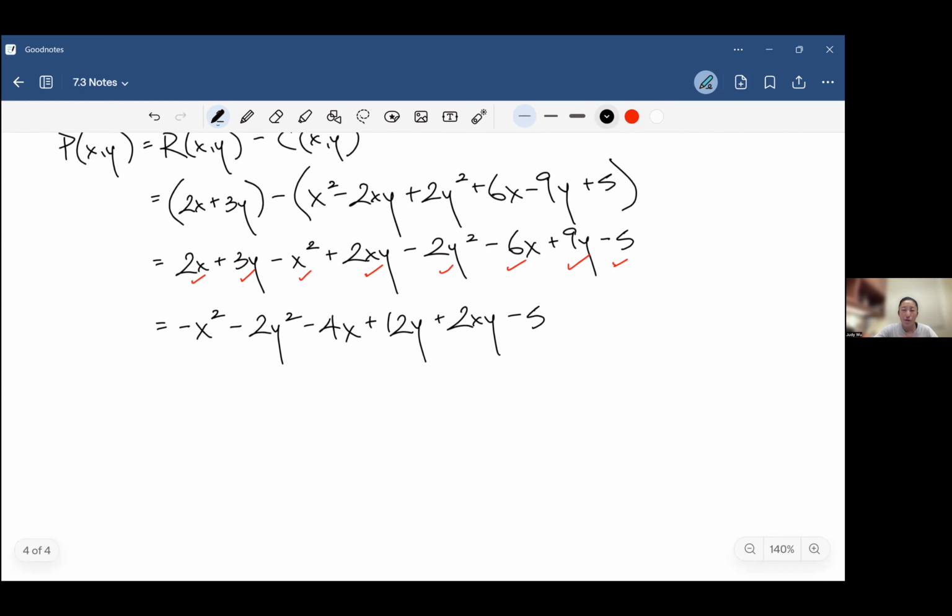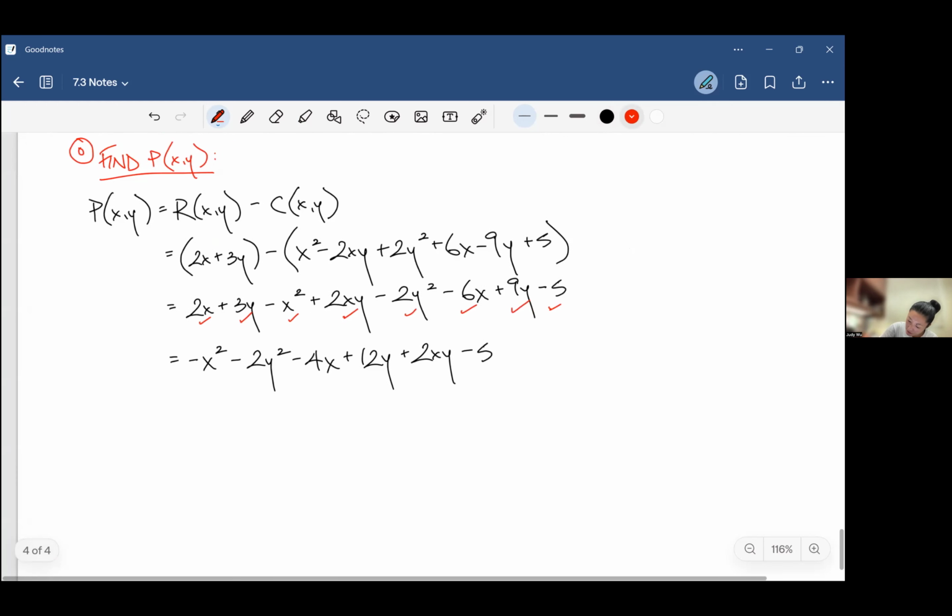Now, do you have to simplify before you take your derivative? No, but I feel like if you don't, you're going to have so many more terms that you have to combine at some point, and it might just feel like more work later on, okay? So that's your step 0.